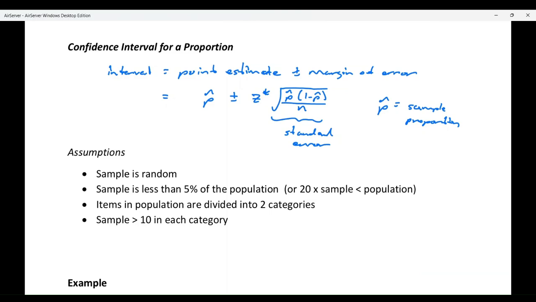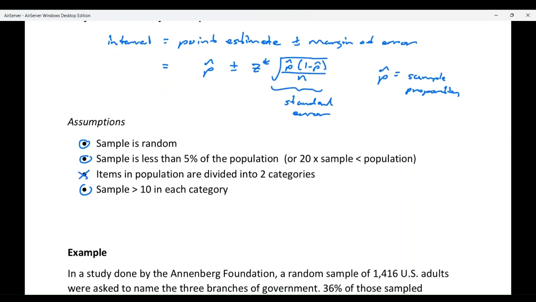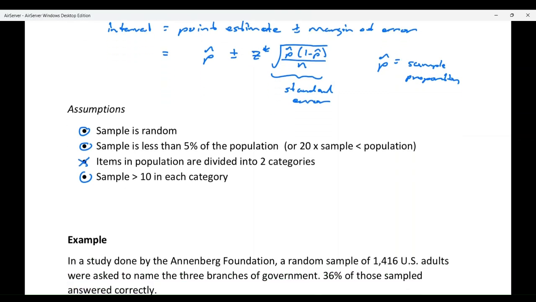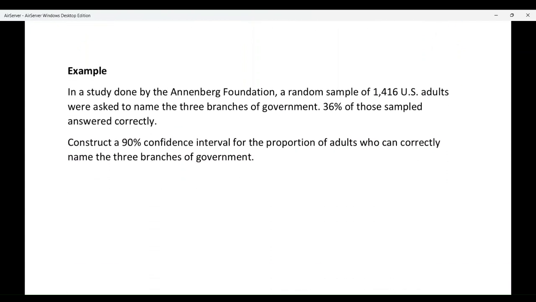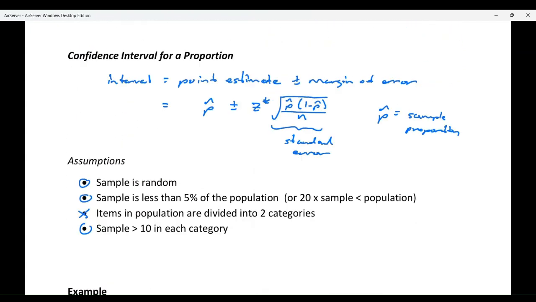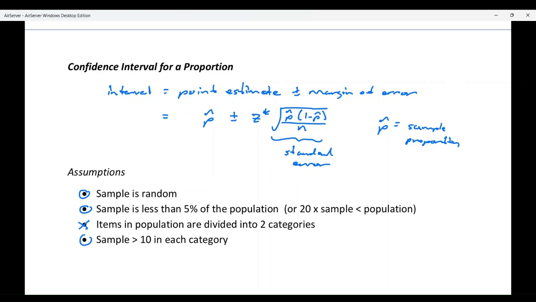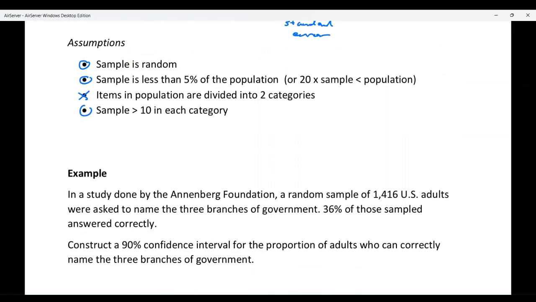So what we'll really primarily check are just the first two. We're going to check that it's random. We're going to check to make sure that our sample is less than 5% of the population. This one we really don't need to check, and if it's not obvious, we may just formalize the fact that the samples are big enough within each of those categories. All right, so let's look at how this is done then. And again, we're just going to be really relying on this formula that I just wrote out, the p hat plus or minus, to do this.